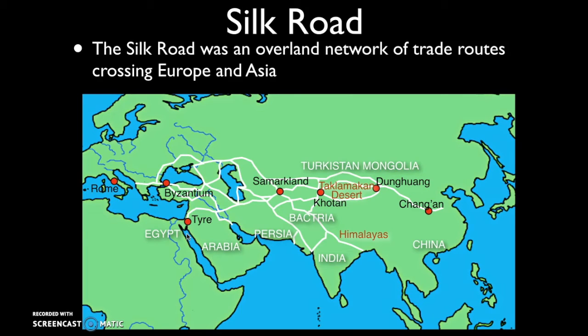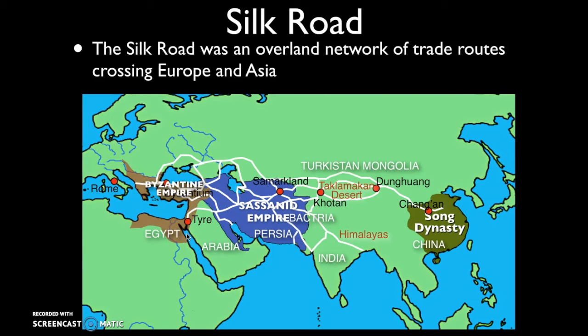There weren't actual roads, but they were routes that were commonly used by merchants and nomadic peoples, and ultimately their animals would beat down a path. Back in the classical age, it's going to connect the Roman Empire with the Han Dynasty in China.